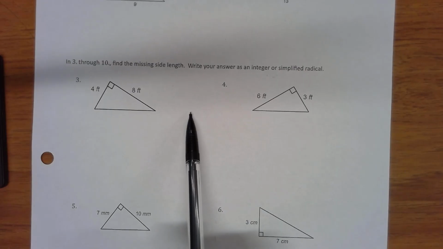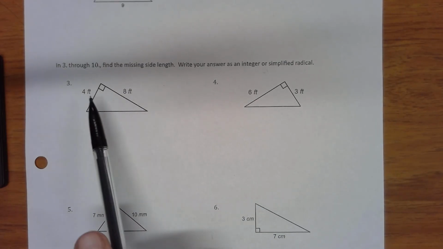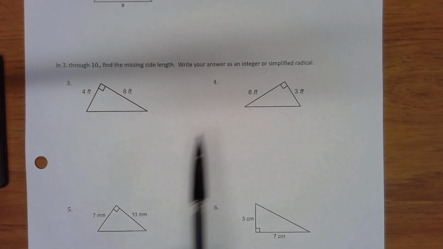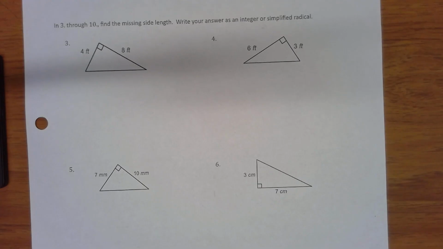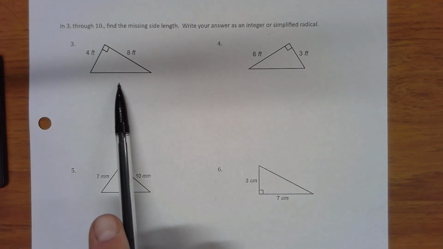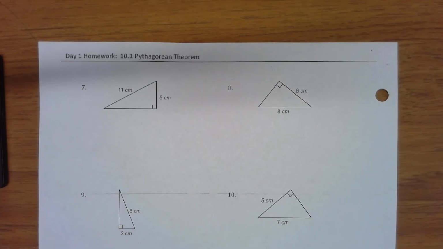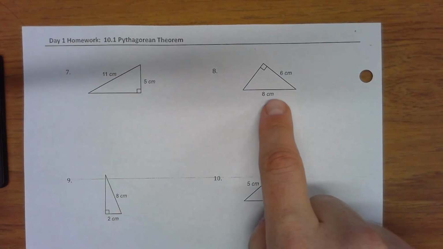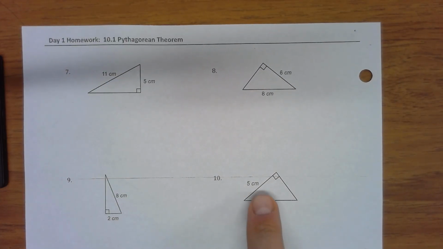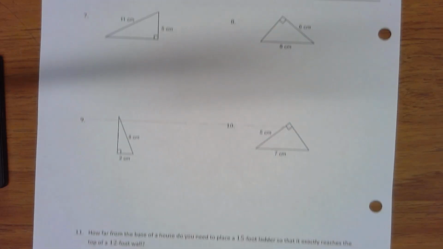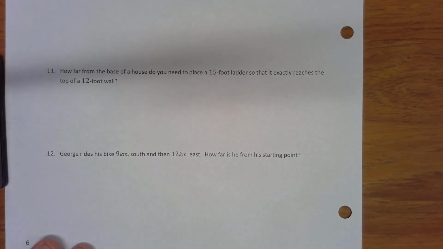Second section, 3 through 10, find the missing side length. Everything in this section looks like we're given legs. We're going to find our hypotenuse. So we're going to set these up one way. On the back, we're given hypotenuse some of the time and a leg. So this would be the other format. Then you'll have to complete 2 word problems.